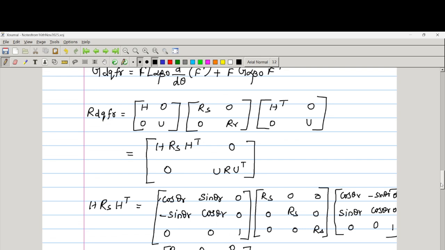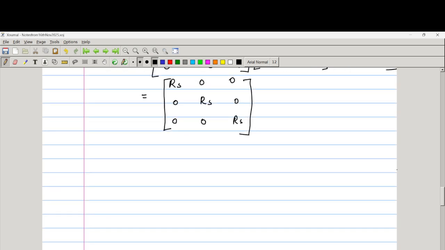Then we know already this U is nothing but the unit matrix, so U transpose is also the unit matrix. So U, this will be, we have to write not this, this is RR. So U RR U transpose is nothing but the RR matrix. Therefore, if you do the multiplication, we have RR 0 0, 0 RR 0, then 0 0 RR, we will get it. So this is the final value of this matrix.